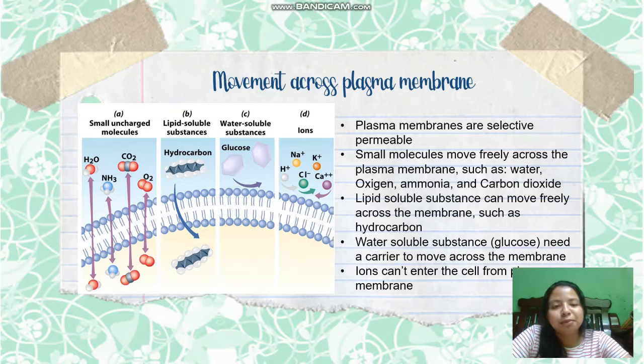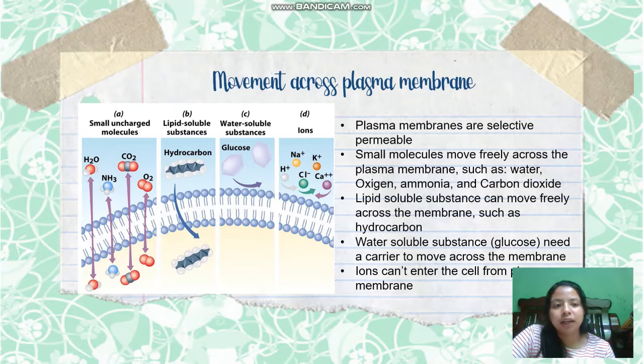And across the plasma membrane. The plasma membrane is selectively permeable. Therefore, not every single substance can move across the membrane freely. Two properties of a particle that control whether this particle can move across the plasma membrane freely are, first, the solubility of the particle in lipid, and the second is the particle size.